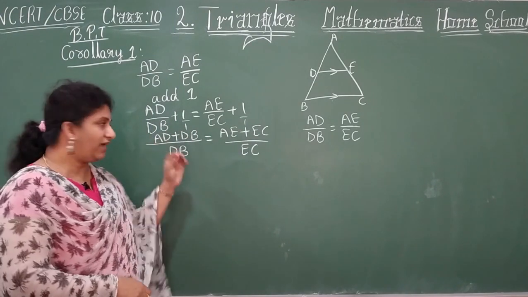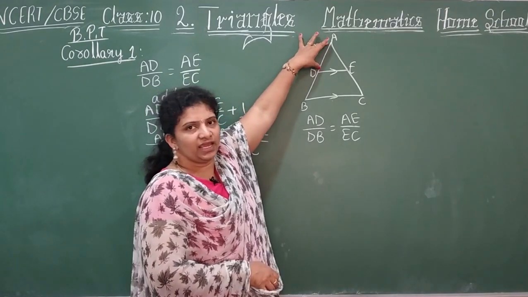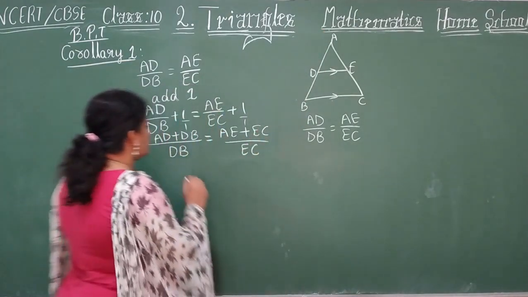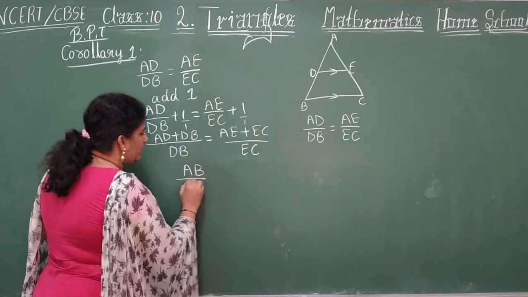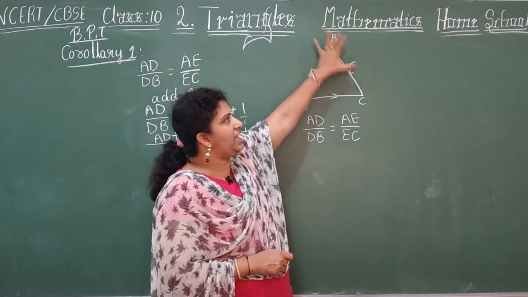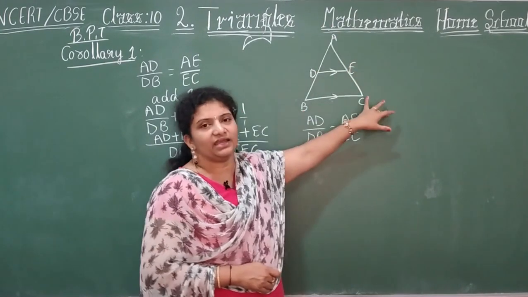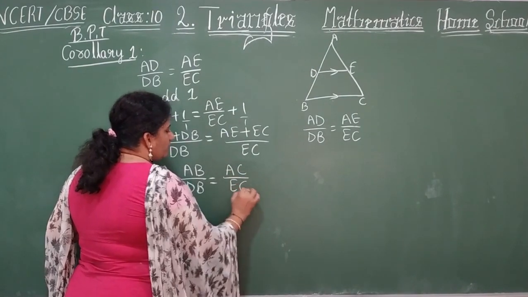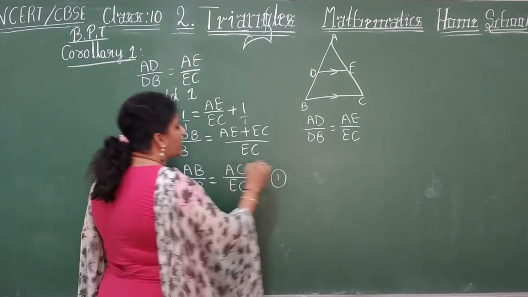Observe the figure, children, carefully. What is AD plus DB? Look over here. AD plus DB is nothing but the full line AB. So in the place of AD plus DB, you write it as AB by DB is equal to, what is AE plus EC, children? These parts, if you add, what happens? Big line AC. AE plus EC is equal to AC by EC.